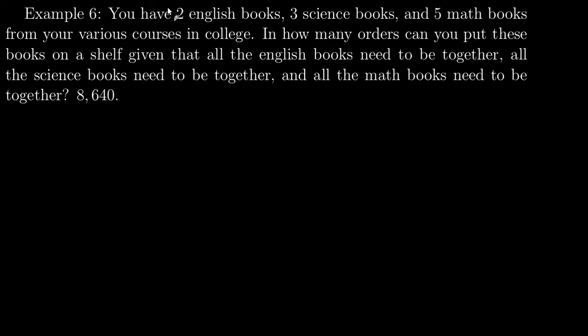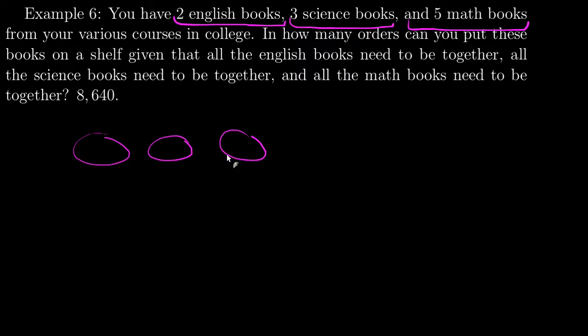Now, just clarification, there are 2 English books, but they are different books. There are 3 science books, but they are different science books. 5 math books, but they are different math books. So here's the idea. I want to group these all together, group these together, group these together, and group these together. So really, I'm trying to permute 3 groups of books. That's 3 factorial. So this is to permute the groups, which is going to be 6. 3 times 2 times 1.